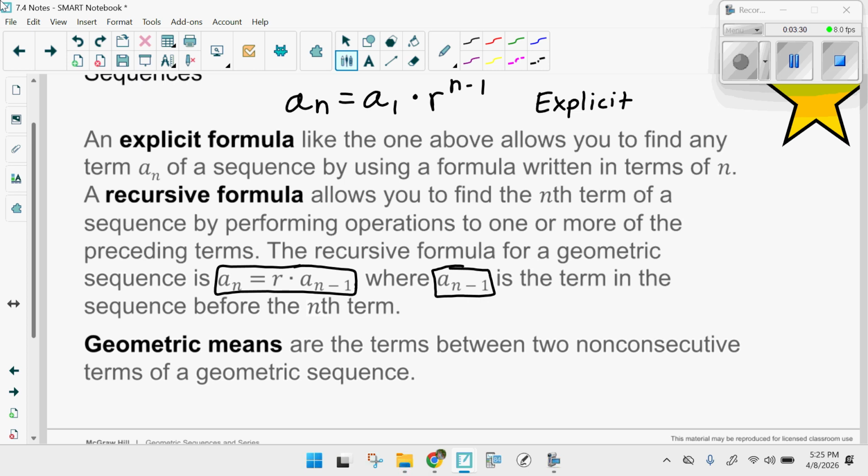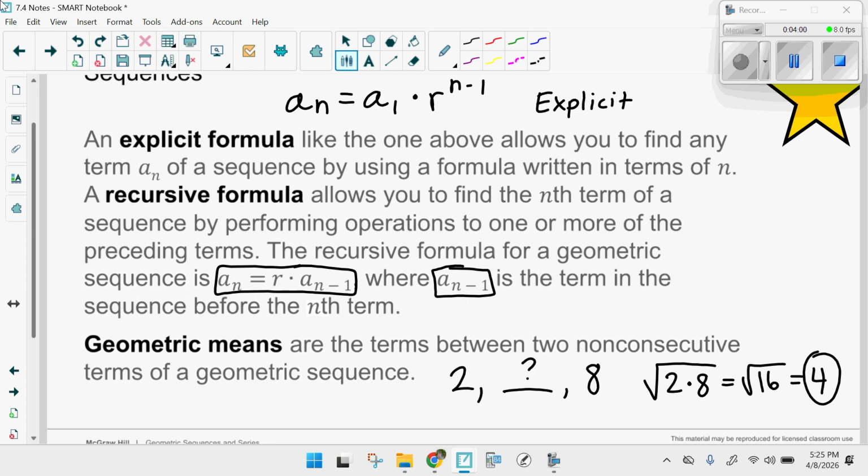Lastly, you can find missing numbers in a sequence. So for example, in that same sequence, if I have a 2, and then I don't know this middle term, but then I have an 8, to find the missing term in the middle, you can take the square root of the two numbers multiplied together that are on either side of the missing number. So the square root of 2 times 8 is the square root of 16, which equals 4. So 4 would be my missing number. In some cases, we could have a sequence that flips back and forth from positive to negative. So that value of 4 could be a 4 or a negative 4.